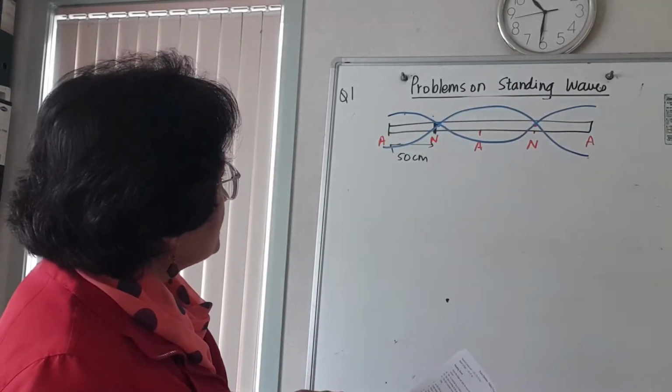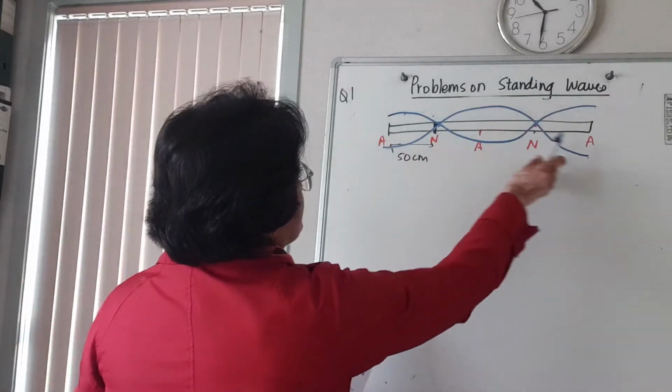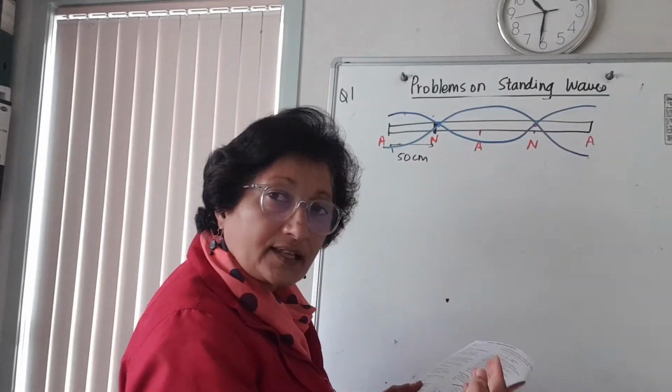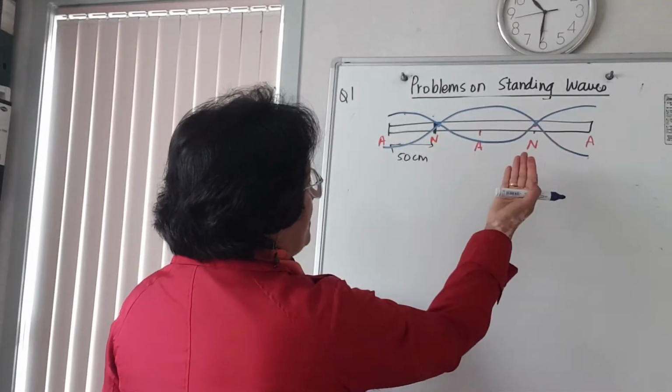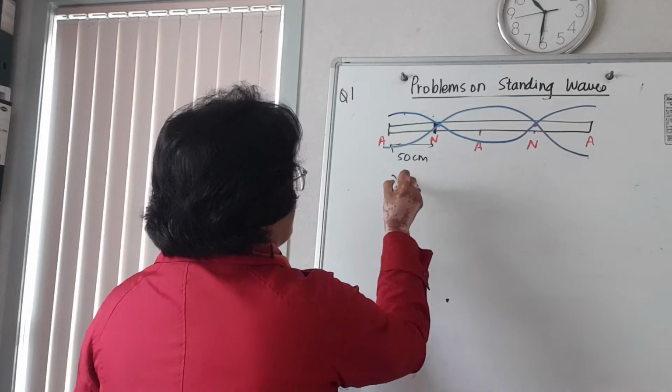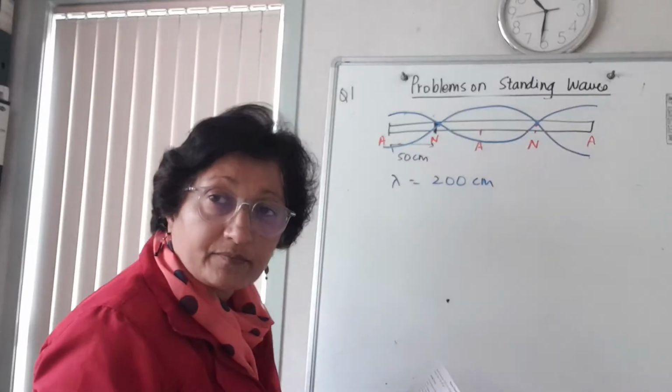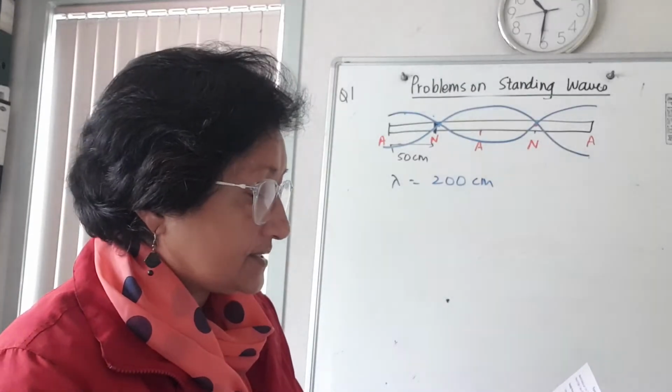And what's the wavelength of this wave? If you look at it, this is actually a whole wavelength. This is a quarter and that's a quarter, so that's half a wave, and that's another half. So you get a whole wavelength. So the wavelength is actually 200 centimeters, which is the length of the rod. Okay, so hope that makes sense.